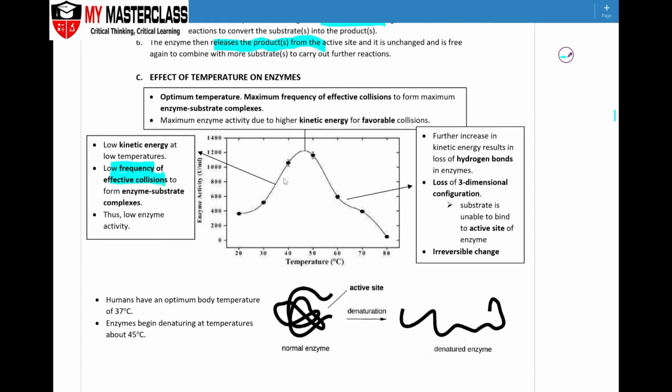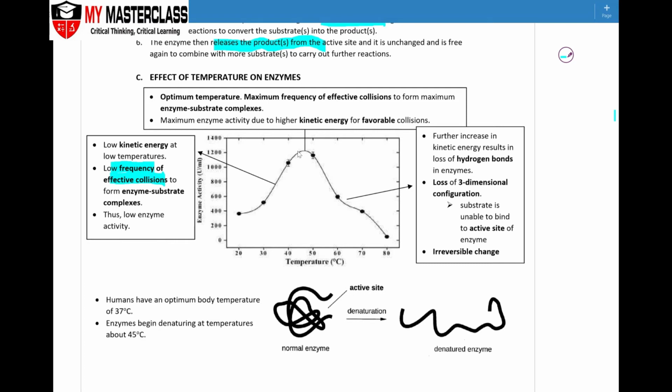Imagine we have a room, and if people move faster or run at a faster speed, the chances of people colliding will be much higher. The same concept applies, whereby the frequency of my enzymes and my substrate colliding will be higher.